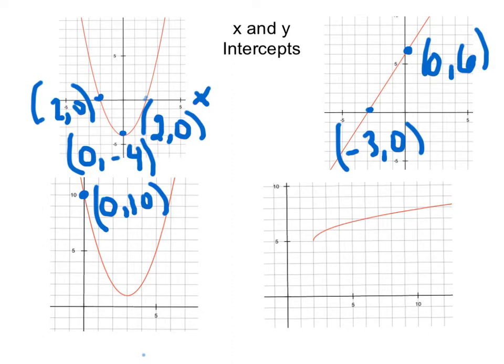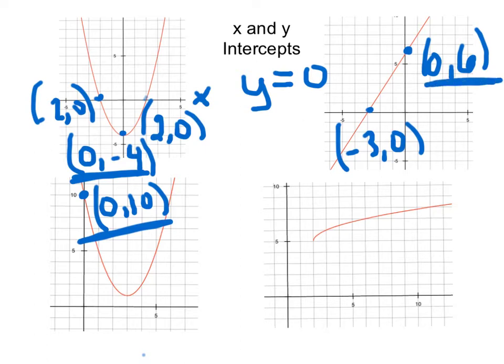You'll also notice that on all of the x-intercepts, the y value is 0: (negative 2, 0), (2, 0), (negative 3, 0). So for the x-intercept, the y value always equals 0. For the y-intercept, it's the opposite. Here at (0, negative 4) you have an x value of 0, same with (0, 10), and same with (0, 6). So the x value is 0 when you're talking about the y-intercept.